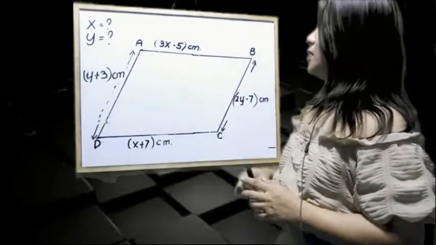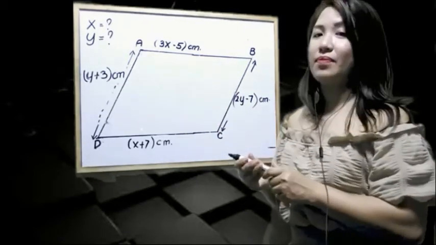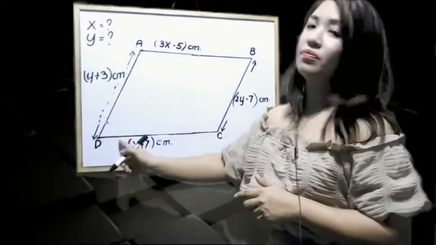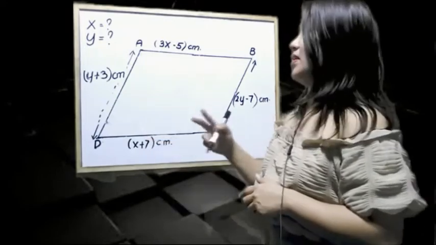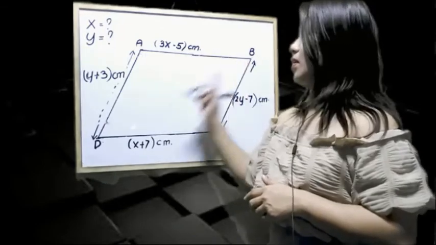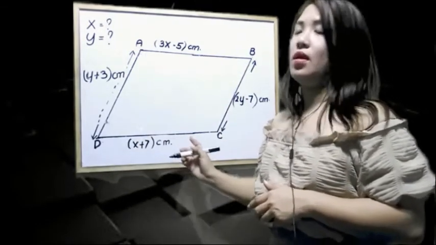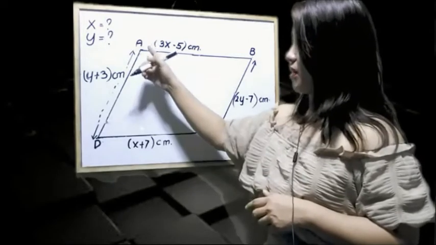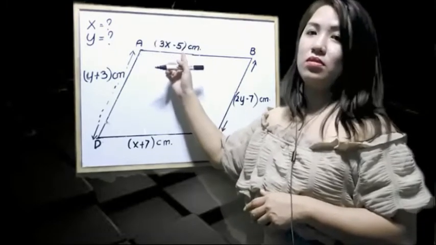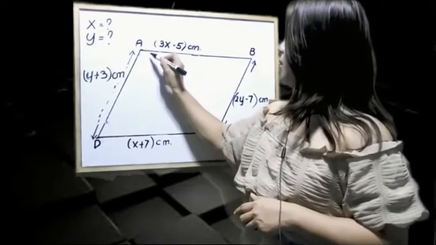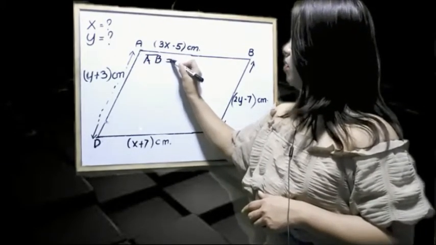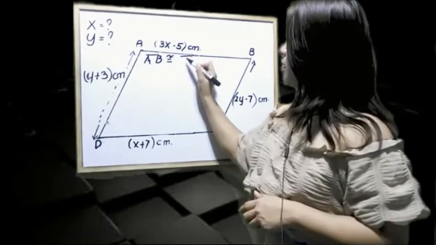Okay, so now let's start writing the congruency statement to make it easier for you. We all know the fact that this is a parallelogram, and a parallelogram has two pairs of parallel sides, and those two pairs are line segment AB and line segment DC, I will just use DC, and another pair is line segment AD and line segment BC. So let's start with the x term. Line segment AB, we know that line segment AB is congruent to line segment DC.